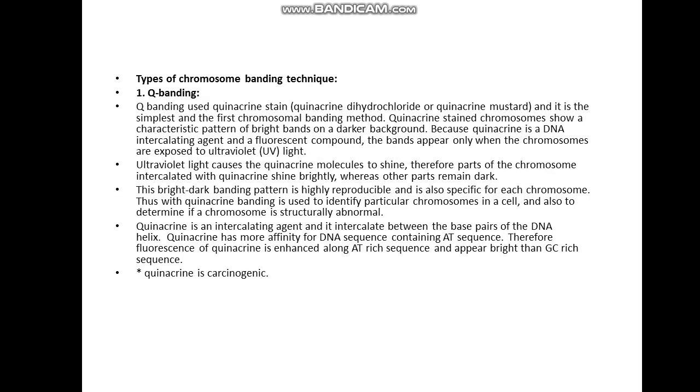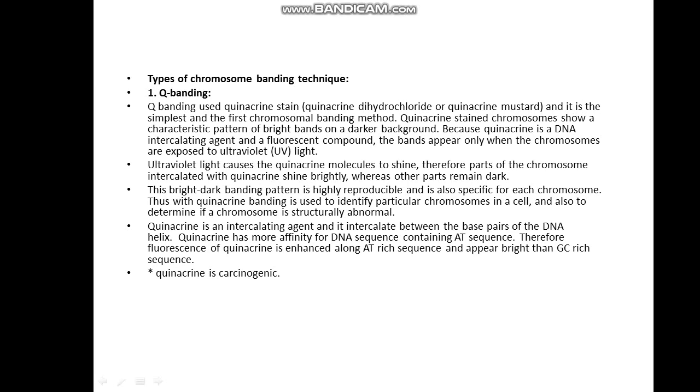First one is Q banding. Q banding, as the name indicates, the Q stands for quinacridine stain. Quinacridine dihydrochloride or quinacridine mustard is the dye used for Q banding, and this is the simplest and the first chromosomal banding method. Quinacridine stained chromosomes show a characteristic banding pattern, that is of bright bands on a darker background.